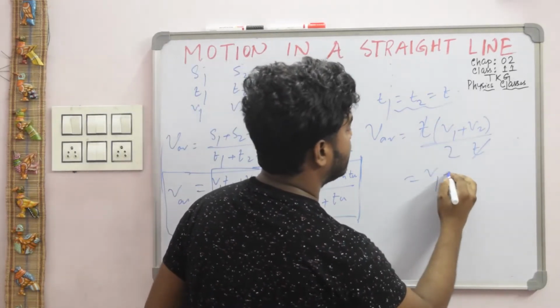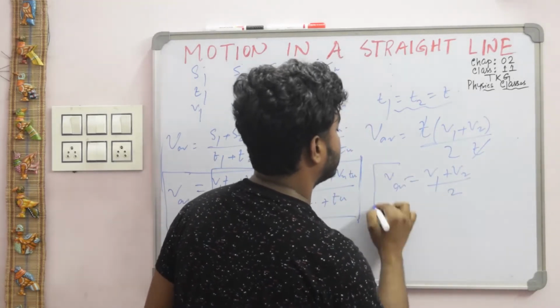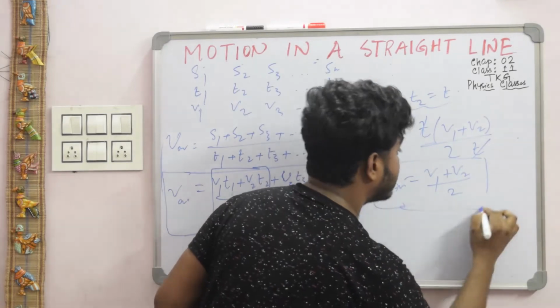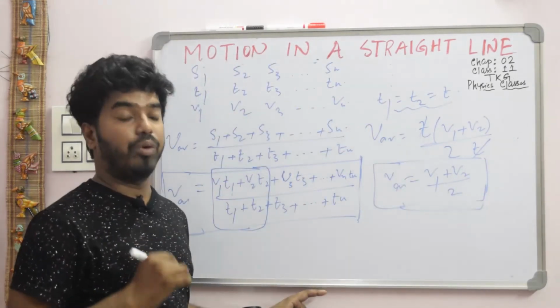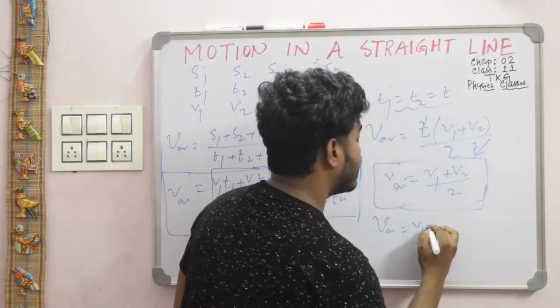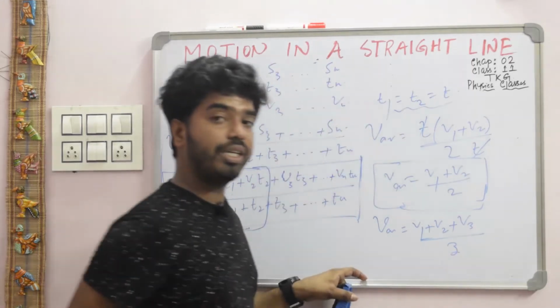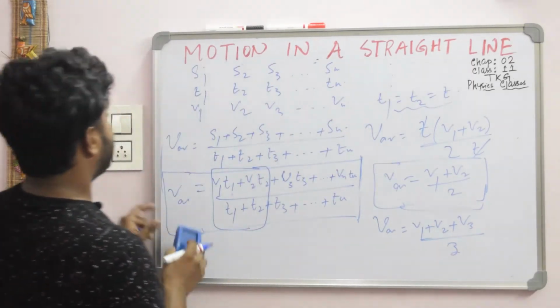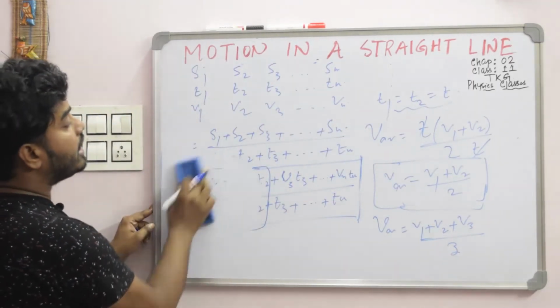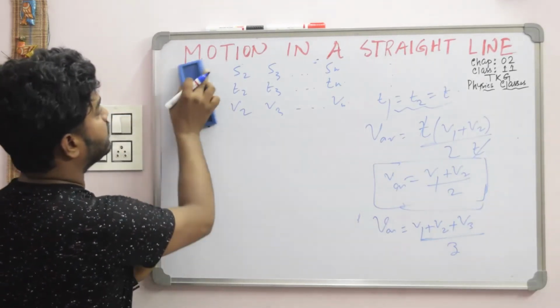T cancel out, that is V1 plus V2 divided by 2. This is the average speed formula when time is equal. For 3 cases, the average speed formula will be V1 plus V2 plus V3 divided by 3. Okay. Now let's take some examples related to this formula. Then it will be easier for all of you.